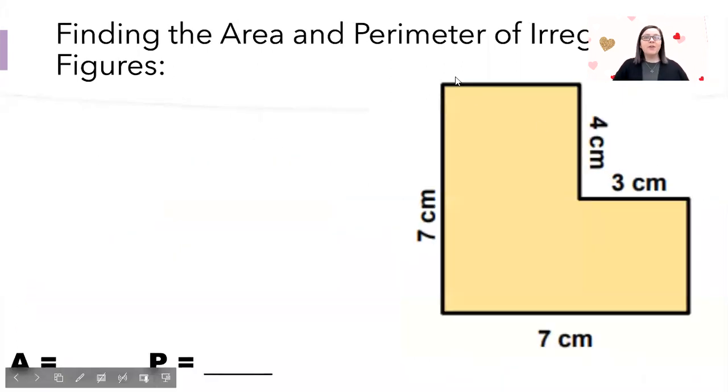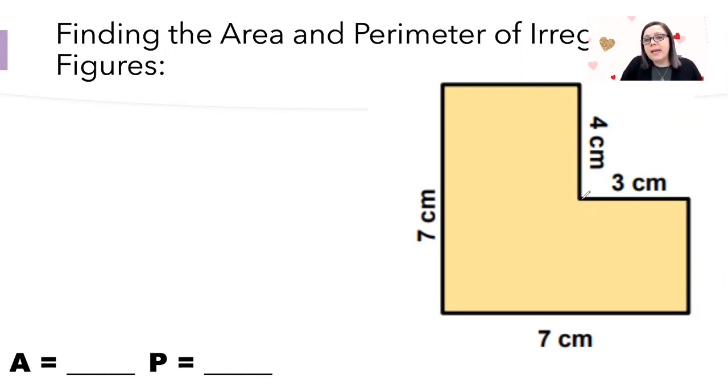So here I have another irregular figure that we are going to use. And we're going to, again, find the area and the perimeter of this figure. So here again, I'm missing two sides of my figure. So I need to determine the length of those sides.